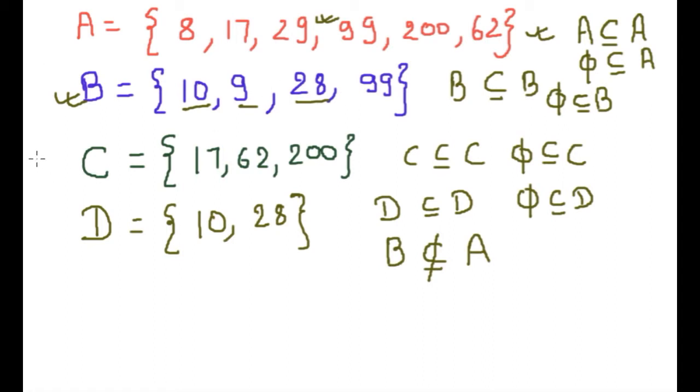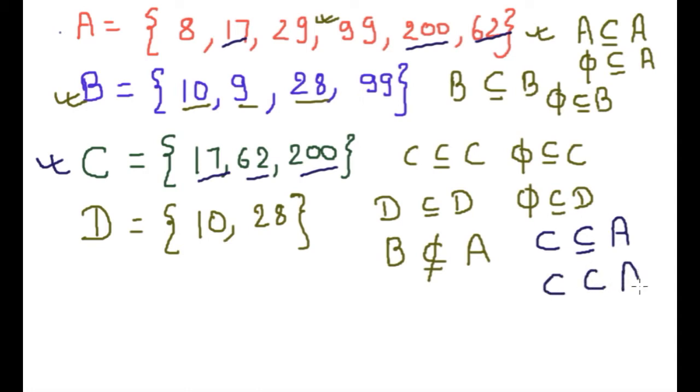Can we say C is a subset of A? See, 17, 17, 62, 62, 200, 200. Yes, C is a subset of A and C is also a proper subset of A because C is not equal to A.